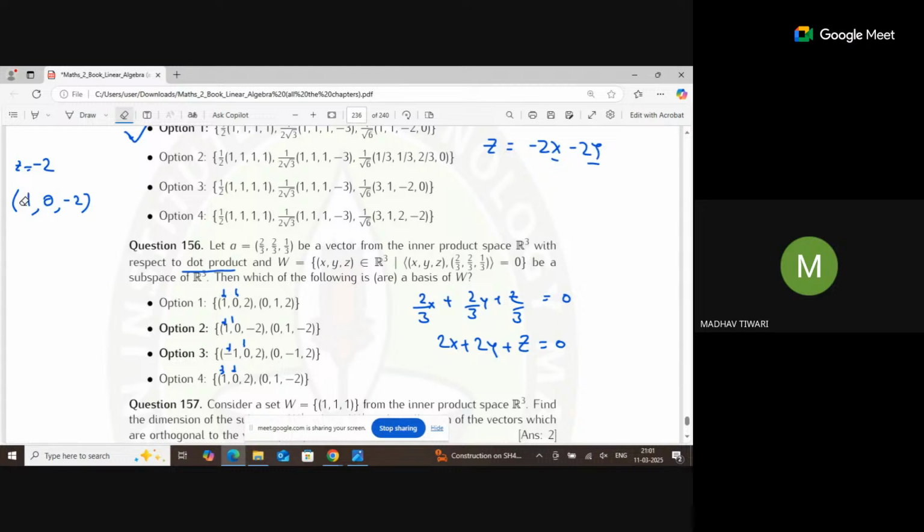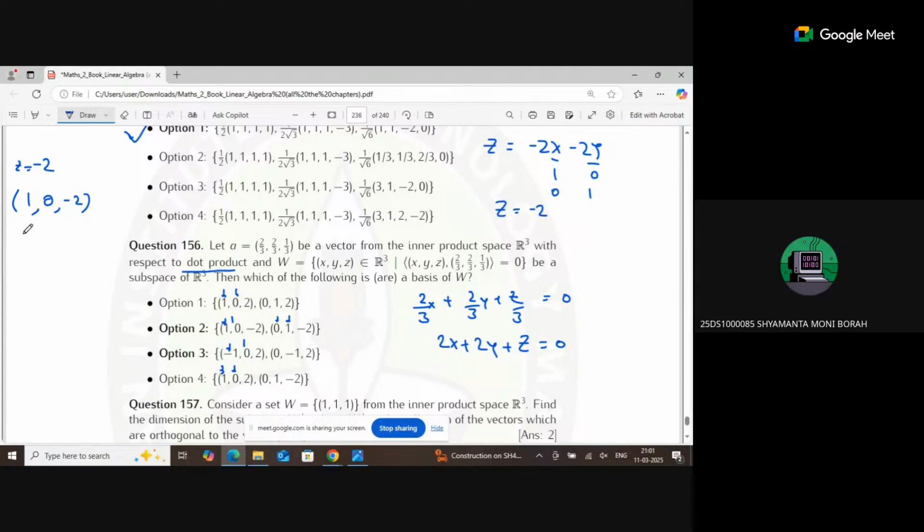X value I give 1. Okay, x value was 1 and y value gave me 0. So now it is looking like this option, right? So I will check this part as well. X value 0 I will give and y value 1 I will give. X 0 and y 1. So z I will get from here, minus 2 again.